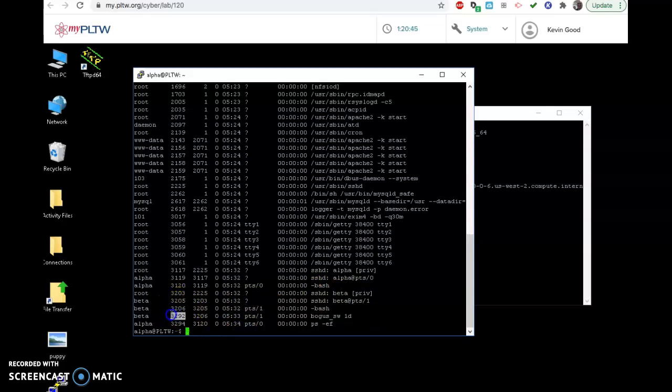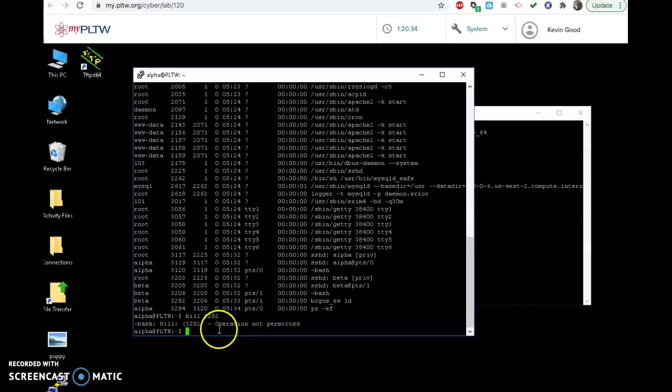Well, one thing I can try to do is just kill it. So I need to look at its process ID and say kill, right? 3292. And it doesn't let you, because it doesn't let you just kill things on other people's accounts. So the first thing I should do is not try to kill it from alpha, but I need to switch to be the administrator on this account so I can go kill other people's processes.